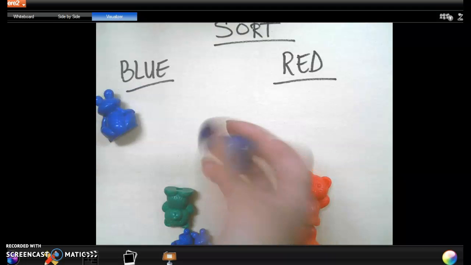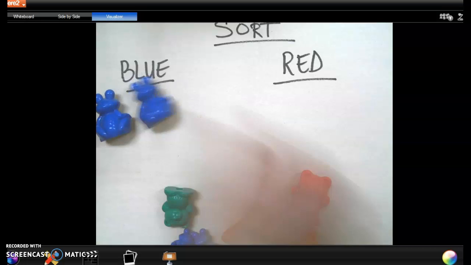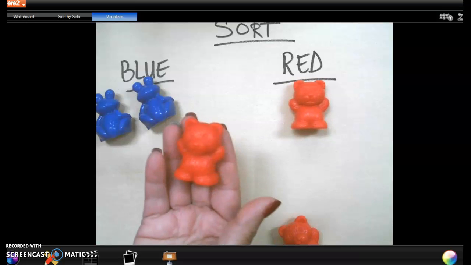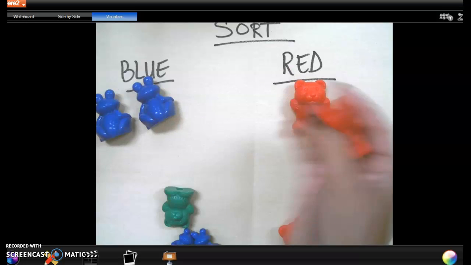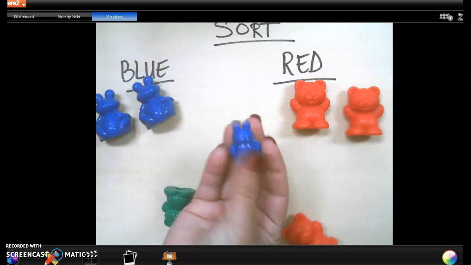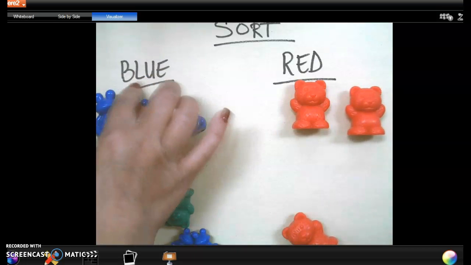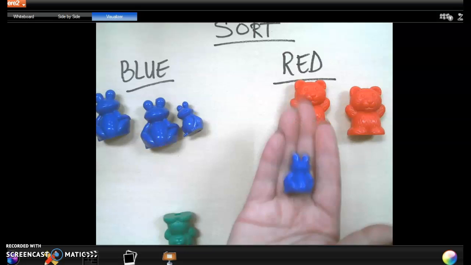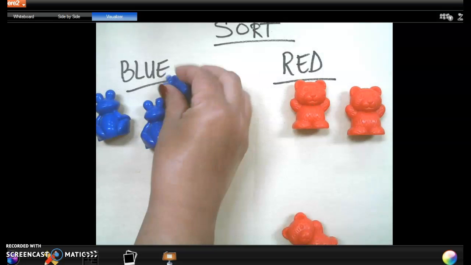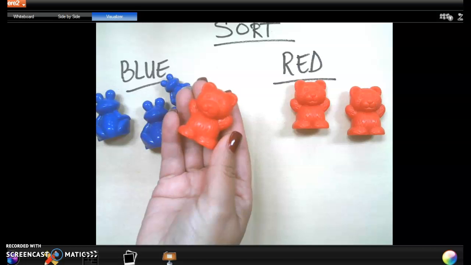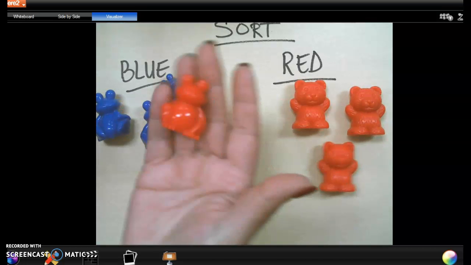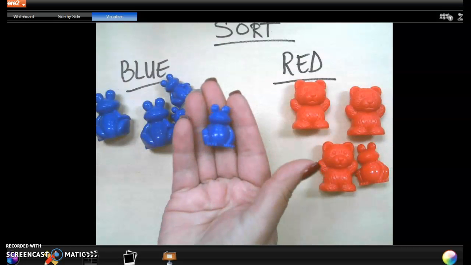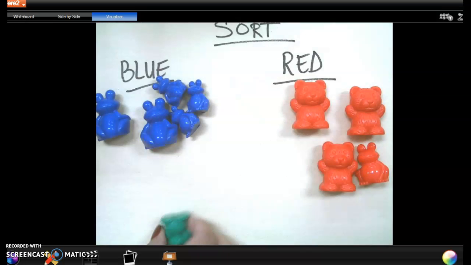Blue. This one? Blue. What color is this? Red. What color is this? Red, and it says right here red. What color is this? Blue, and it says right here blue, so we're going to put it there. What color is this? Blue or red? Blue. Put it right here. This one? Red. This one, blue or red? Red. And this one? Blue. Okay, and I have a tricky one here.